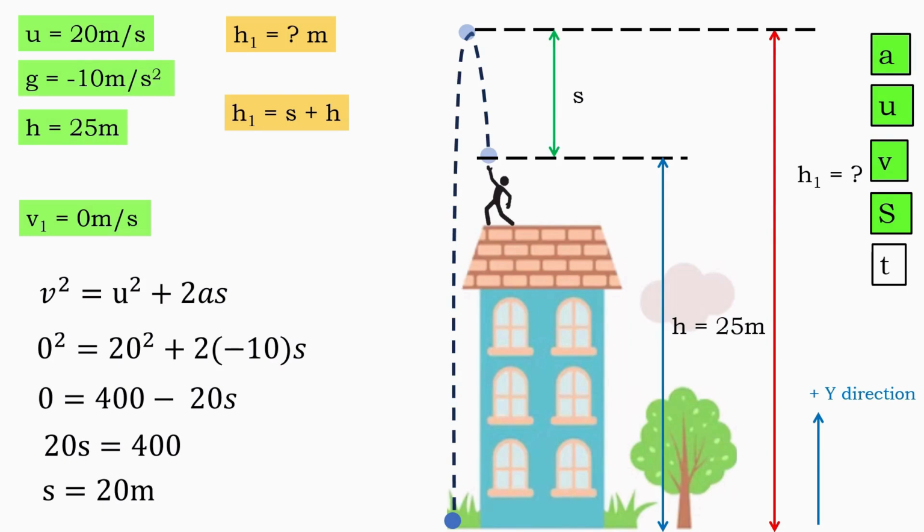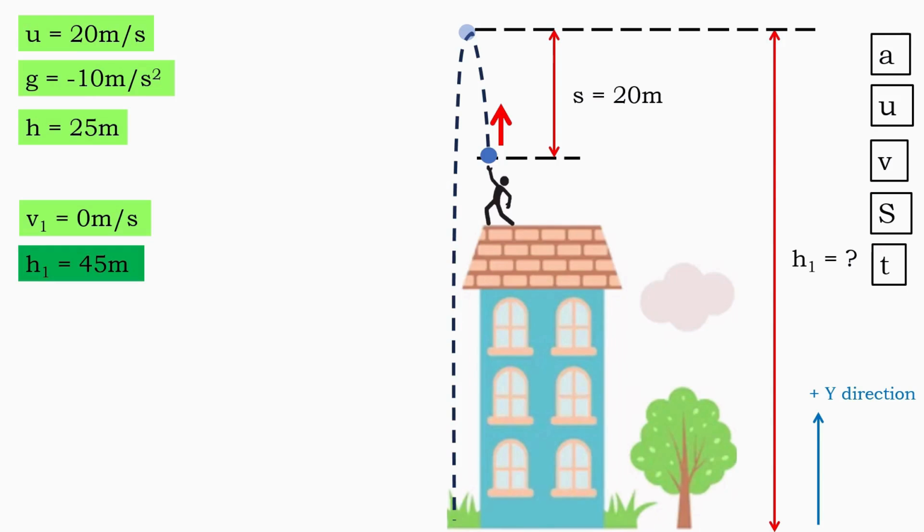So, h1 equals s plus h. That is, h1 equals 20 plus 25. Therefore, h1 equals 45 meters. Hence, the highest point reached by the ball during its flight is 45 meters above the ground.